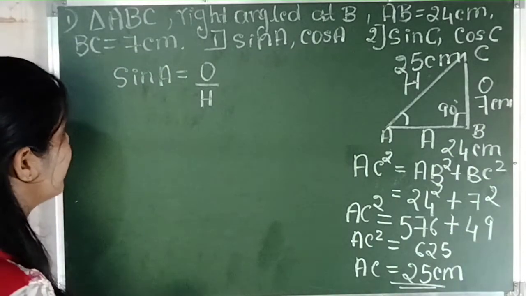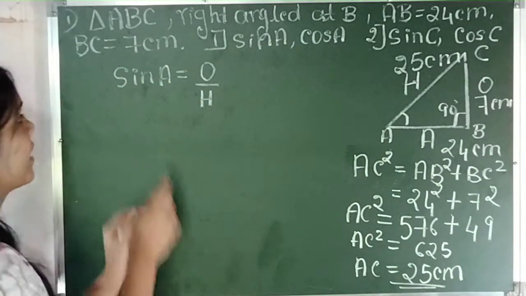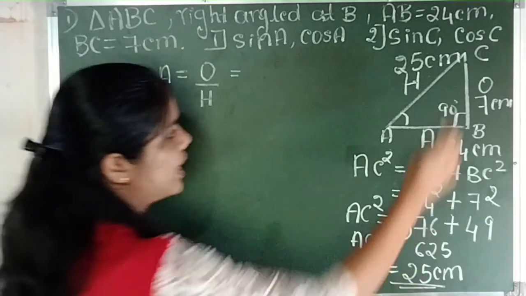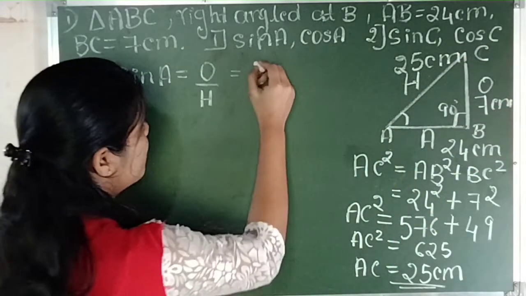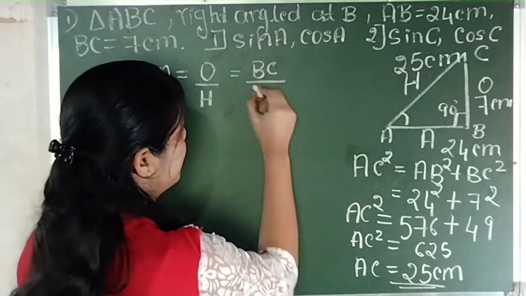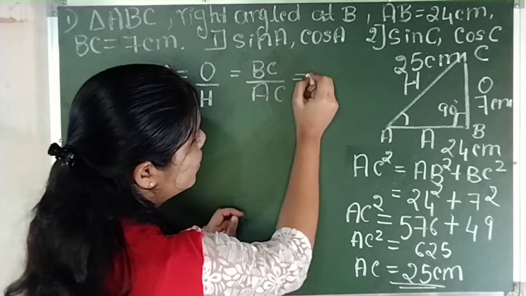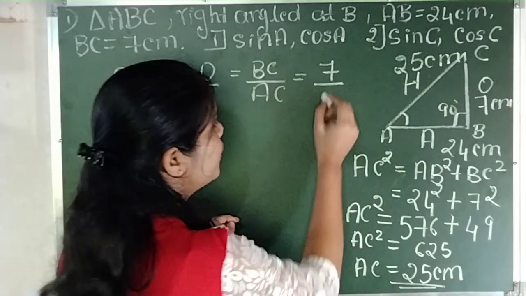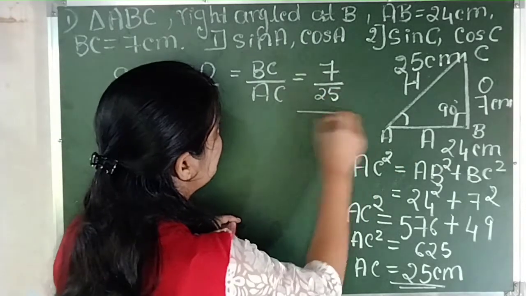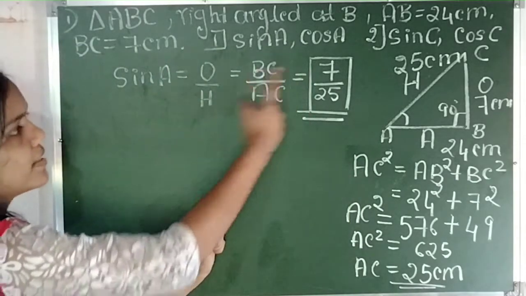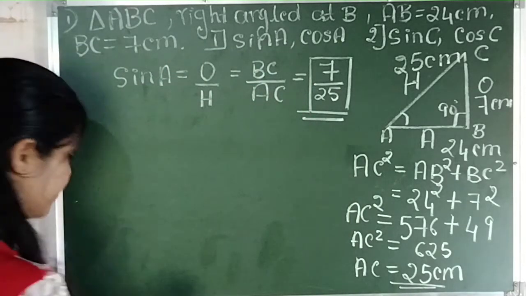Now we got the length of AC to be 25 centimeter. Now we can find the value of sin A. Sin A is equal to opposite. Which is the opposite side? That is BC. So BC and the hypotenuse is AC. BC is equal to 7 centimeter and AC is equal to 25 centimeter. So this is the value of sin A. Sin A is equal to 7 by 25.